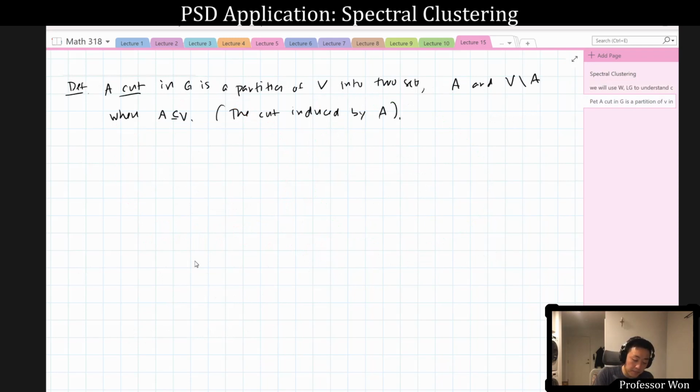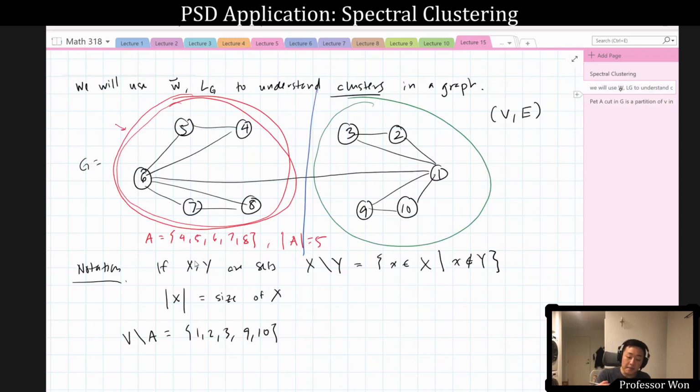Okay, now, what quantitative measure do we have to get at whether any particular cut is really dividing us into two nice clusters? Okay, and the thing to notice here is, if I look at this cut, there's only one edge between the vertices in A and the rest of the graph.